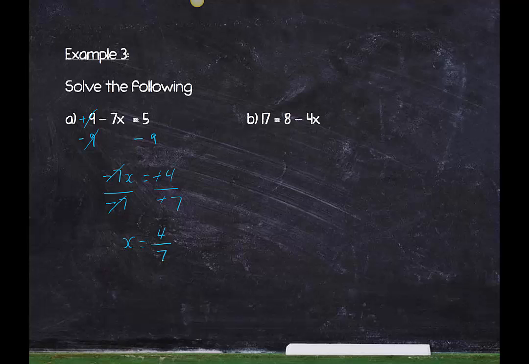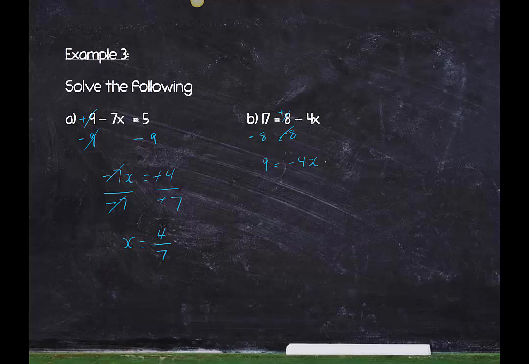A little bit trickier. 17 equals 8 minus 4x. That's a plus 8. Okay. The opposite of plussing 8 is minusing 8. So minus 8 from both sides. 17 take away 8 is 9. The 8's cross out. And we bring the minus 4 down, minus 4x.